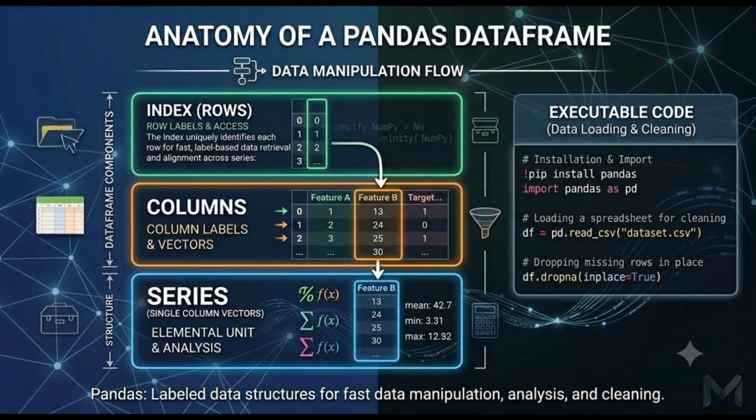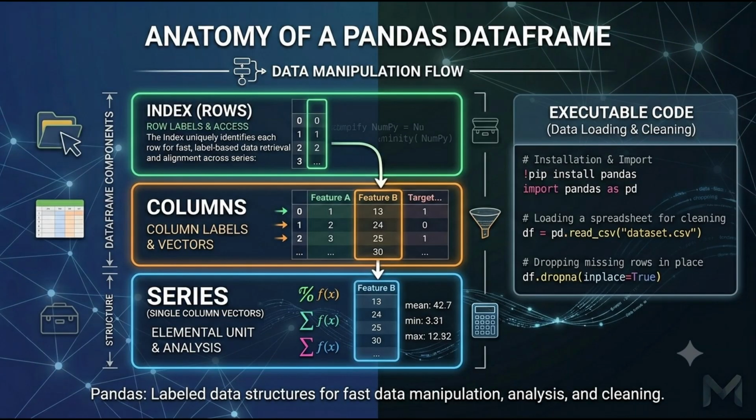Sitting directly on top of NumPy is pandas. If NumPy is the engine, pandas is the dashboard. It takes those raw numerical arrays and wraps them into a flexible, highly expressive structure called a data frame, which looks and behaves exactly like an incredibly powerful, programmable Excel spreadsheet. Pandas is your primary tool for data cleaning, allowing you to easily handle missing values, filter rows, merge different datasets, and transform your raw inputs into the clean matrices that machine learning models require.